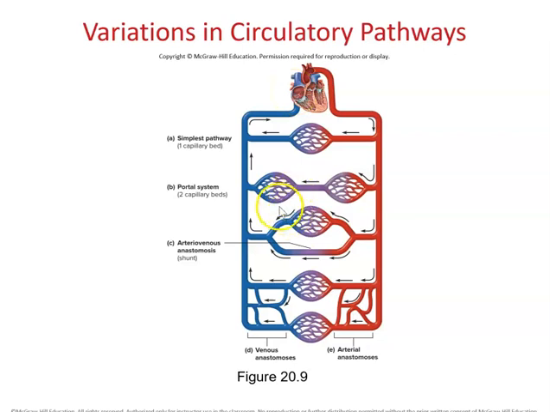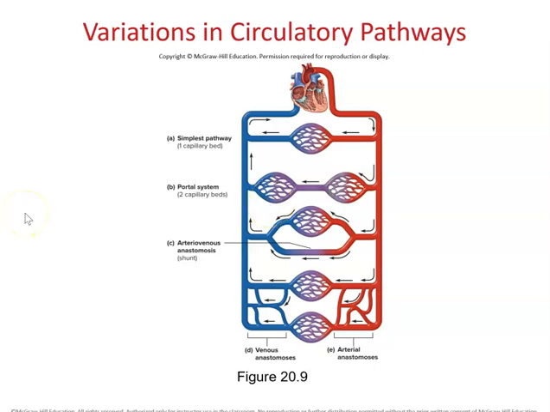The second type of the circulatory pathway is called the portal system. In this type of circulatory pathway, there are two capillary beds for blood exchange. Portal system can be found in kidneys. It can also be found in the blood circulation from the intestine to the liver. It can also be found between the hypothalamus and the anterior pituitary gland in the brain.